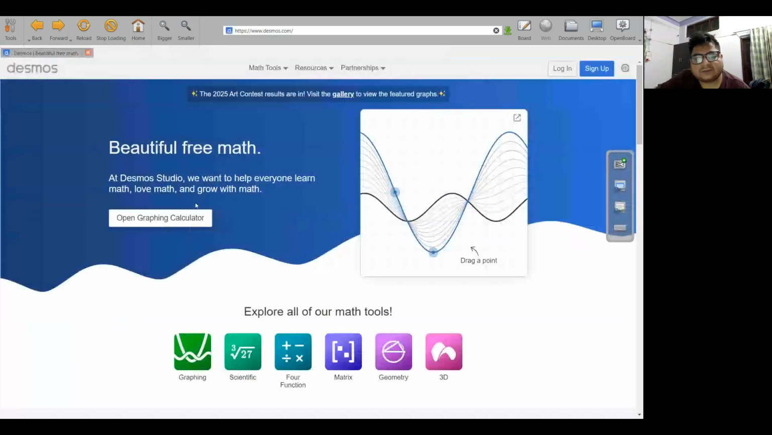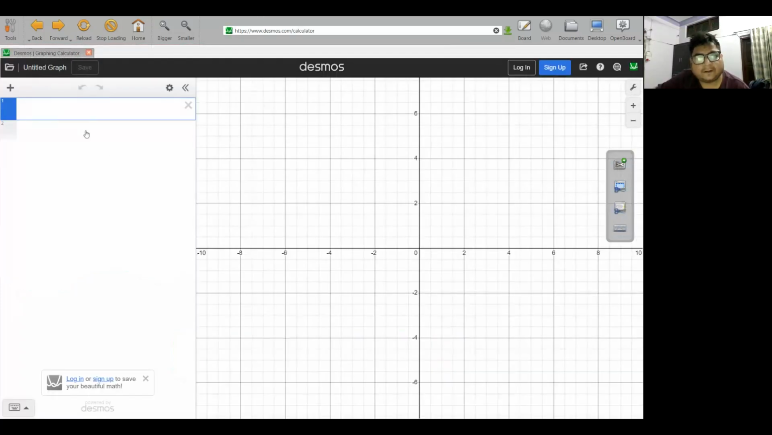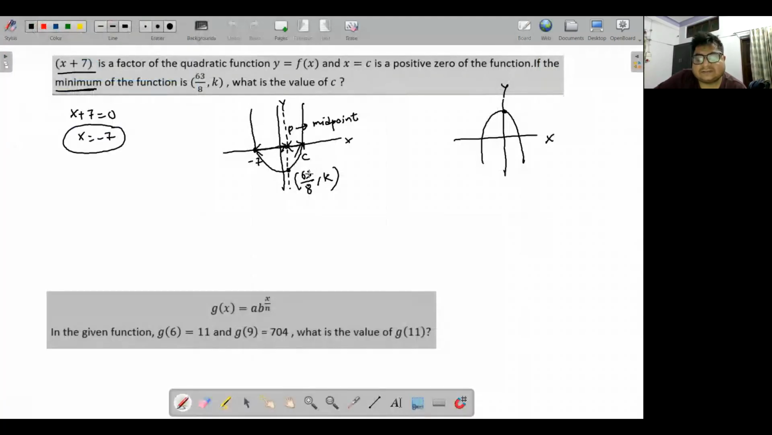The Desmos interface looks like this. So we already know that -7 and C are the x-intercepts. So -7 plus C over 2, which is the midpoint of the x coordinate, is equal to 63 by 8, which is given in the question itself. So this axis of symmetry is 63 by 8 with the value of x.